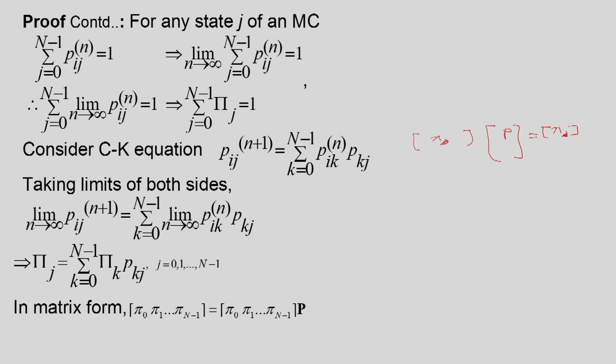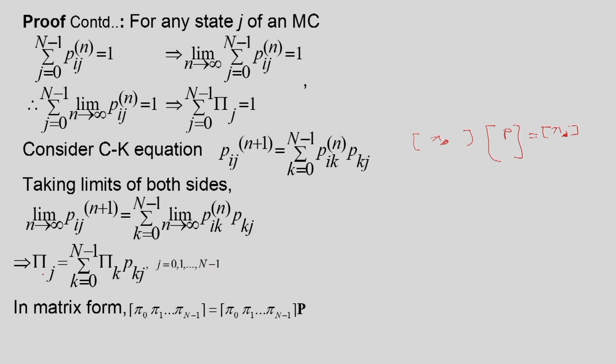So, the limit of P_ij^(n+1) as n goes to infinity must be equal to, taking the limit inside the summation, P_ik^(n) and P_kj. Now, I know this limit is equal to pi_k because it is a recurrent state. So, this limit is pi_k into P_kj. This will be valid for j equal to 0, 1 up to n minus 1.